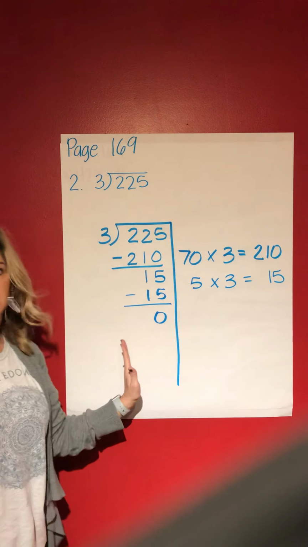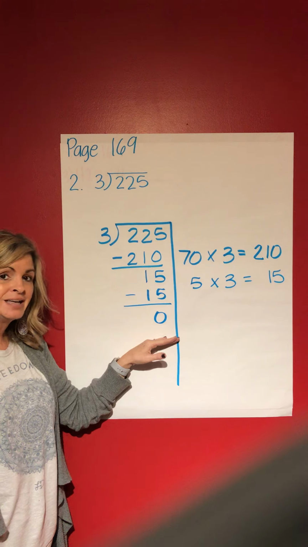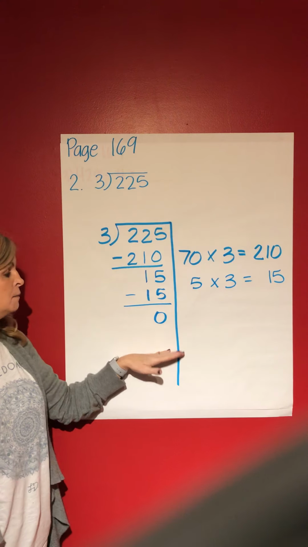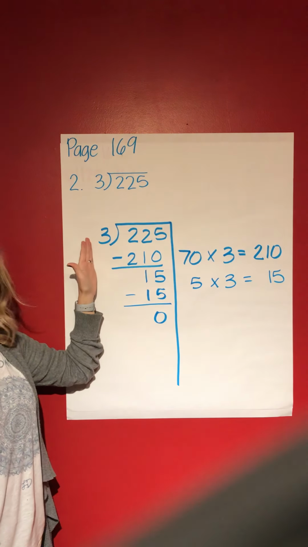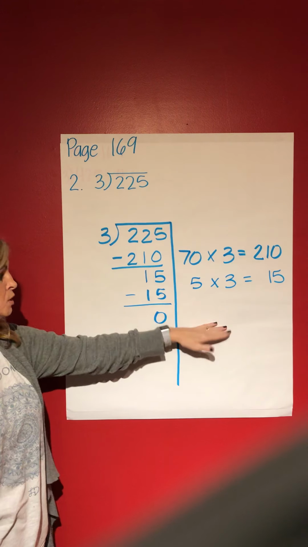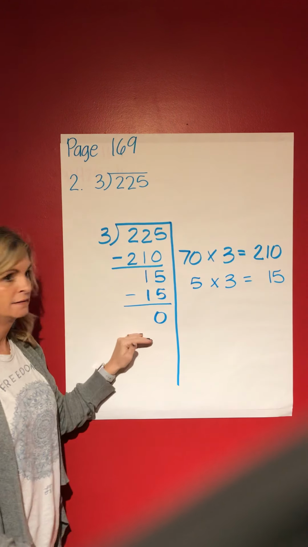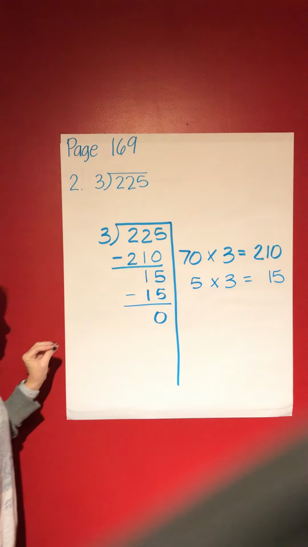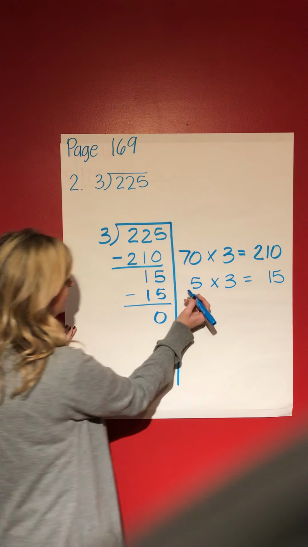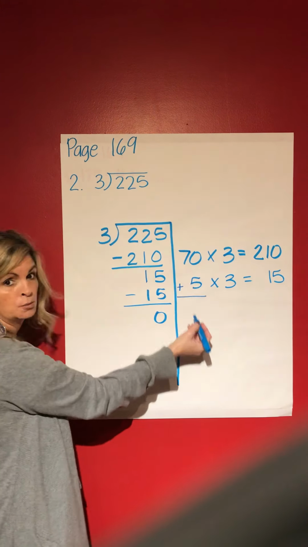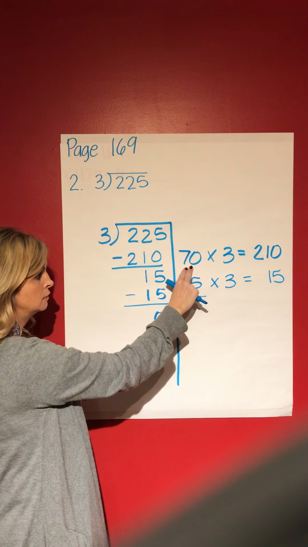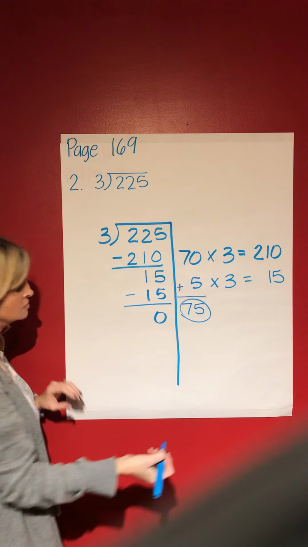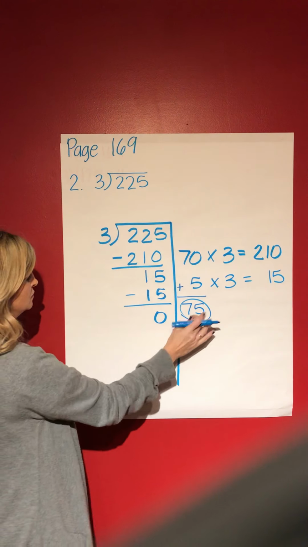There's nothing left to do here, okay? Had this number been less than 3, then that would be my remainder, because I couldn't keep going. But had this number been larger than 3, I would have had to continue to come up with factors of 3 and subtract those products from here in order to find my answer before I was finished, okay? The last step in this is to add together your partial quotients. 70 was one and 5 was another, okay? So that is 75, which means that our quotient is 75.